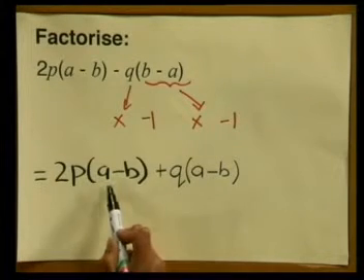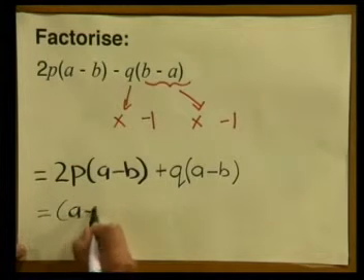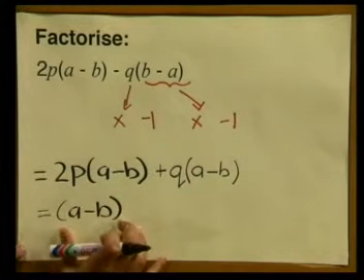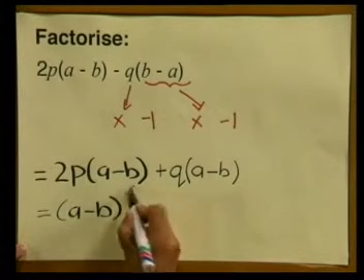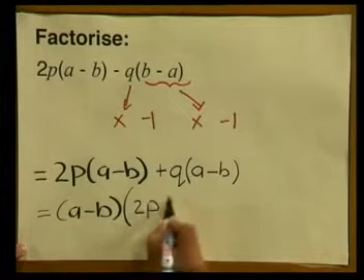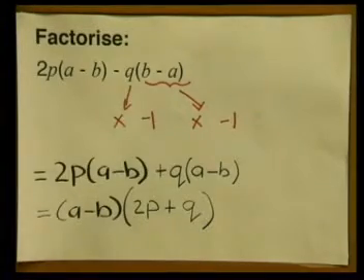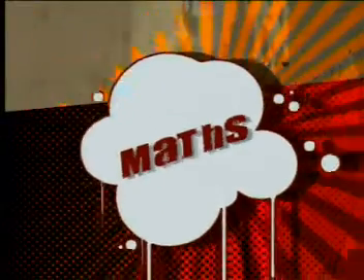Now we have a common bracket and we can take it out. Remember, taking out means to divide. So we take out our a minus b, and then we divide each term by our a minus b. So we're going to say a minus b into our first term, we're left with 2p, and a minus b into our second term, we are left with q. And that is our final answer. That was an example of factorizing using the principle of changing the sign.